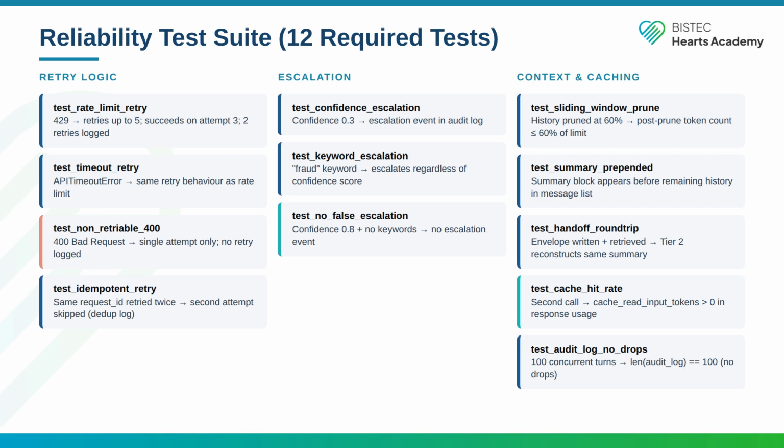Test confidence escalation injects a confidence score of 0.3 and verifies an escalation event appears in the audit log. Test keyword escalation puts the word fraud in the customer message and verifies escalation fires regardless of confidence score. Test no false escalation is the false positive control. Confidence 0.9 with no keywords must not produce any escalation event.